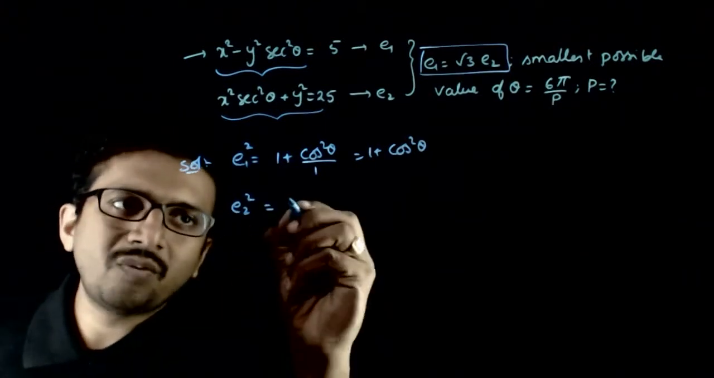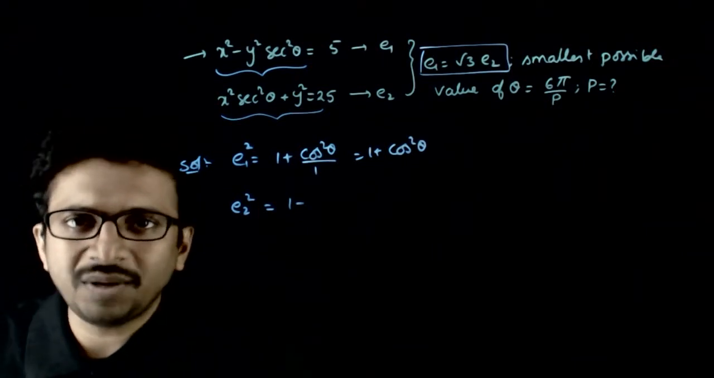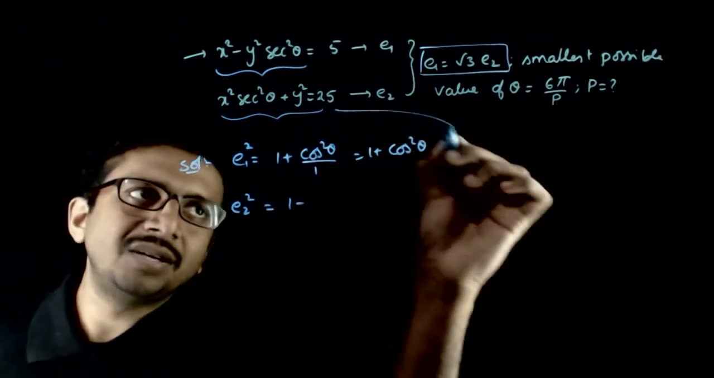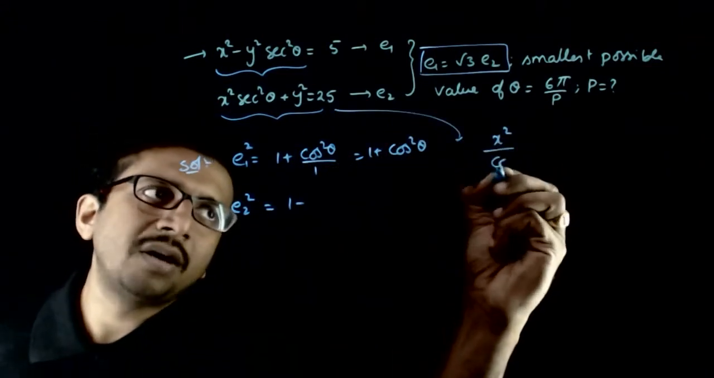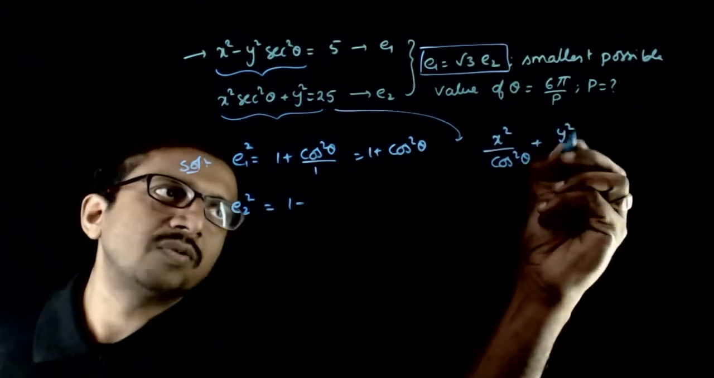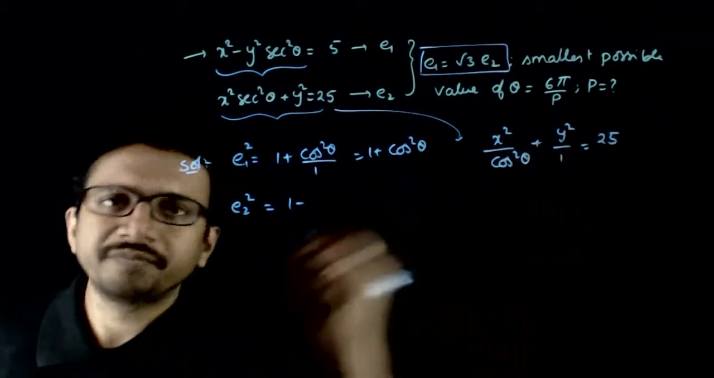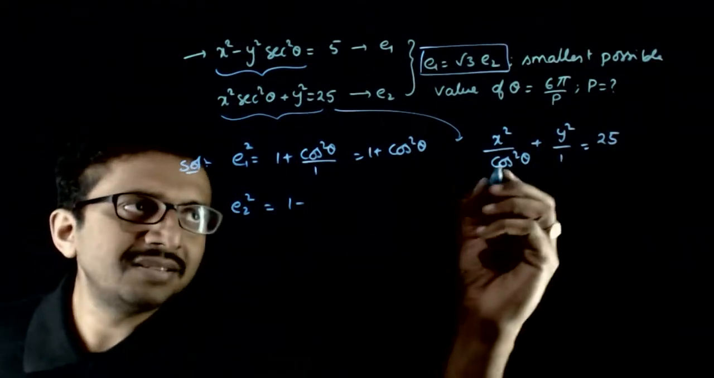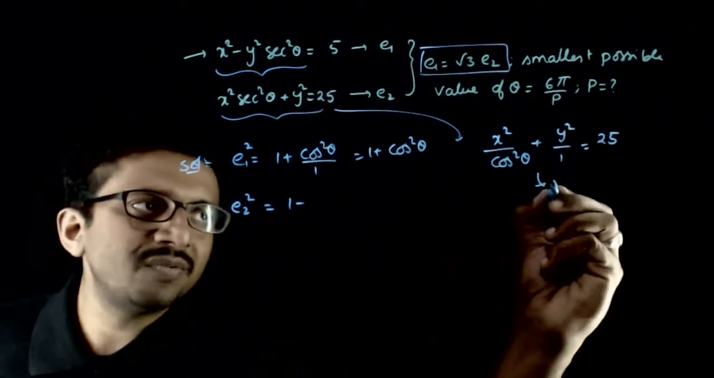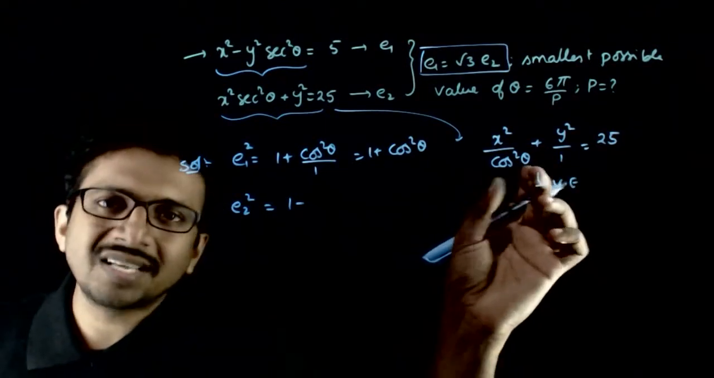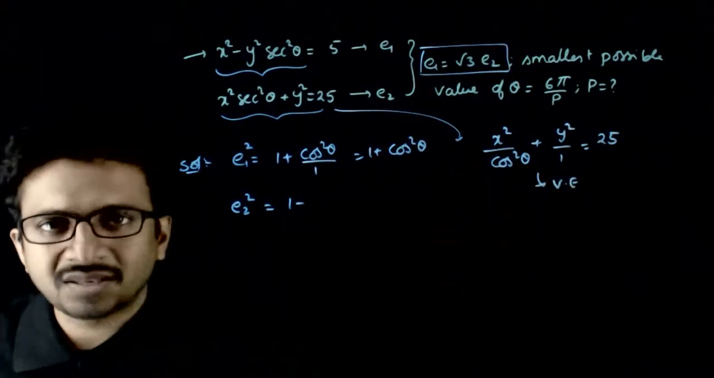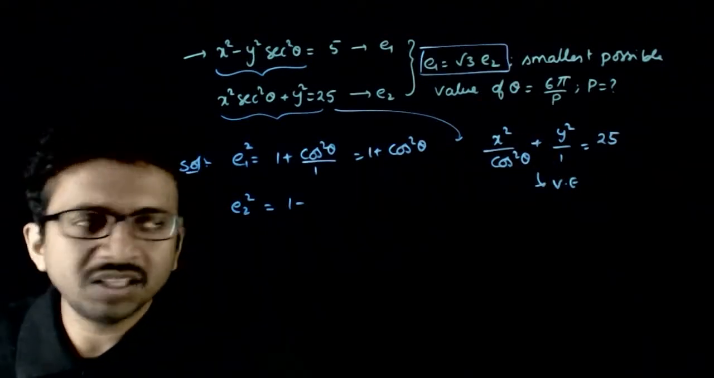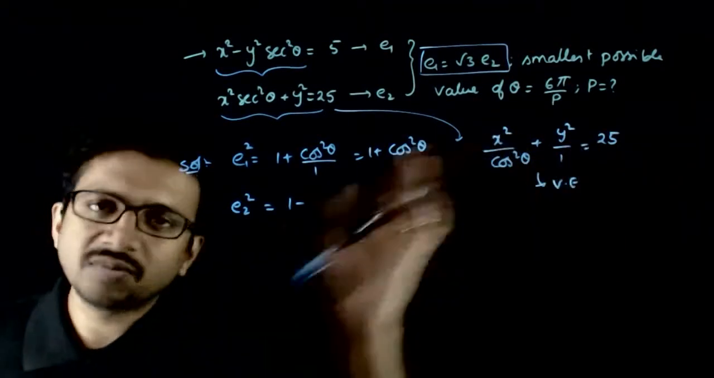Now what is the eccentricity squared of the ellipse? E2² is equal to 1 − b²/a². If you convert this into standard form, x² sec²θ becomes x²/cos²θ, so x²/cos²θ + y²/1 is equal to 25. If you bring this 25 down, it will be uniformly multiplied for both a² and b². Now as you can see, this is not a horizontal ellipse, this is a vertical ellipse because cos²θ is less than 1. So the number below y is large, the number below x is small. So this will be b² and this will be a². This will be the semi-minor axis squared, and this will be the semi-major axis squared.